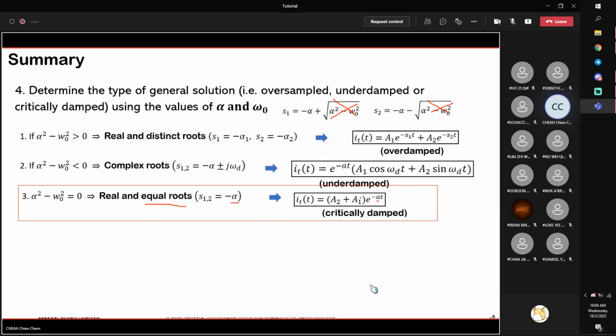I just put it here, but there are two solutions actually, because this is second order, right? So you can see that there are always two. 1, 2, 1, 2. This one also has 1 and 2, but because the roots are equal, there's one more t here.